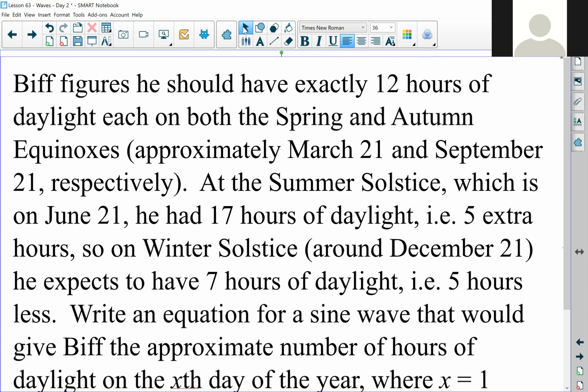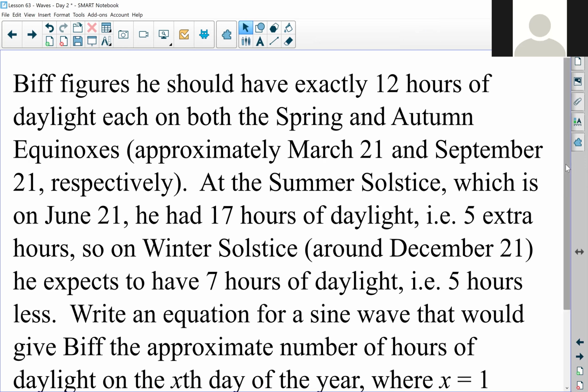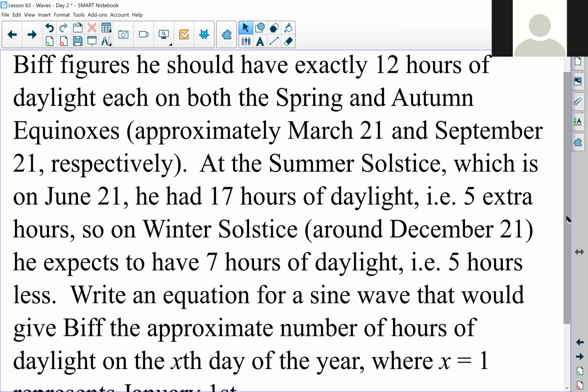The summer solstice, which is June 21st, he had 17 hours of daylight. In other words, 5 hours extra that he didn't have on the equinox. And on winter solstice, which happens around December 21st, he expects to have 7 hours of daylight. In other words, 5 hours less than he had on the equinox. Write an equation for a sine wave that would give Biff the approximate number of hours of daylight on the xth day of the year.